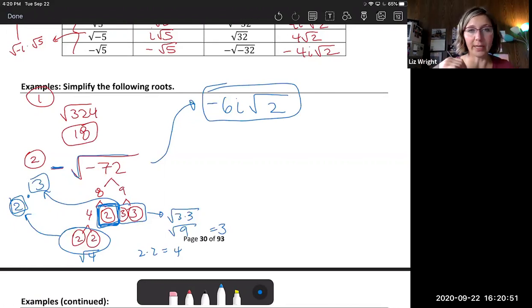Another way, just don't forget, you can check your answer. Go take the square root of 72. See what that is in your calculator as a decimal, and then go do 6 times the square root of 2, and you should get the same exact decimal just to check your work. All right, let's try another one.